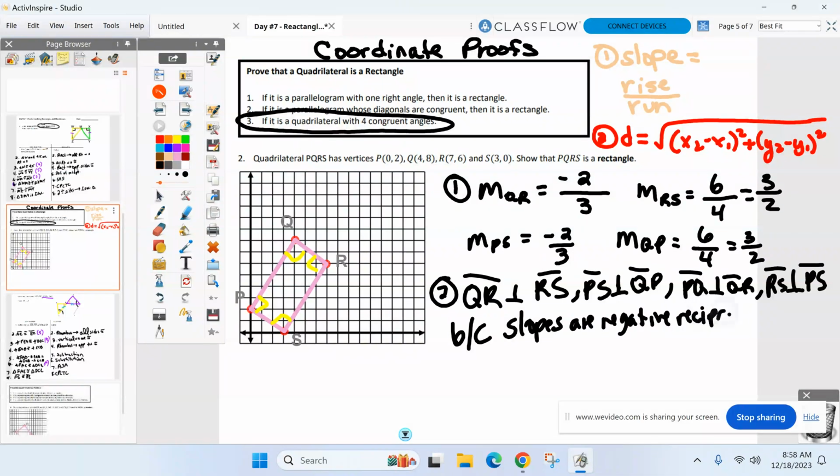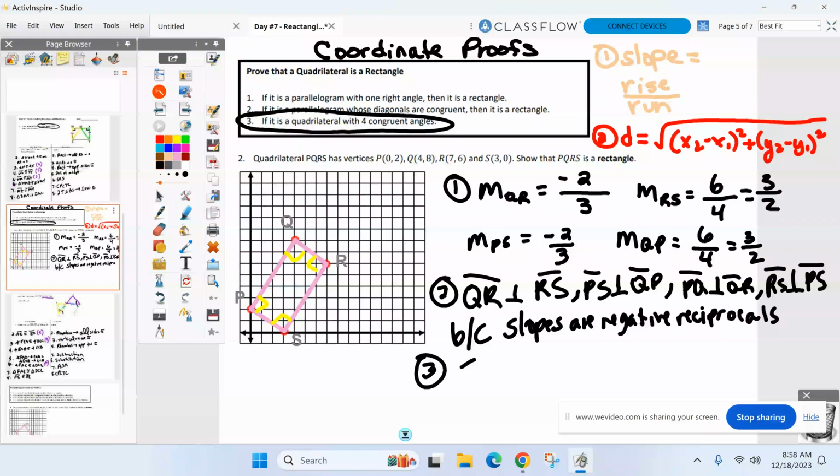So step 1, you show me the formulas. Step 2, what the heck did you just learn by doing all that? Could I have also said QR and PS are parallel because they have the same slope? Yep, but I just don't need it in this proof. I need the perpendicular lines. Why? Now start thinking like you're doing statements reasons. What do we usually say after lines are perpendicular? What do I have now? I have right angles. Correct.